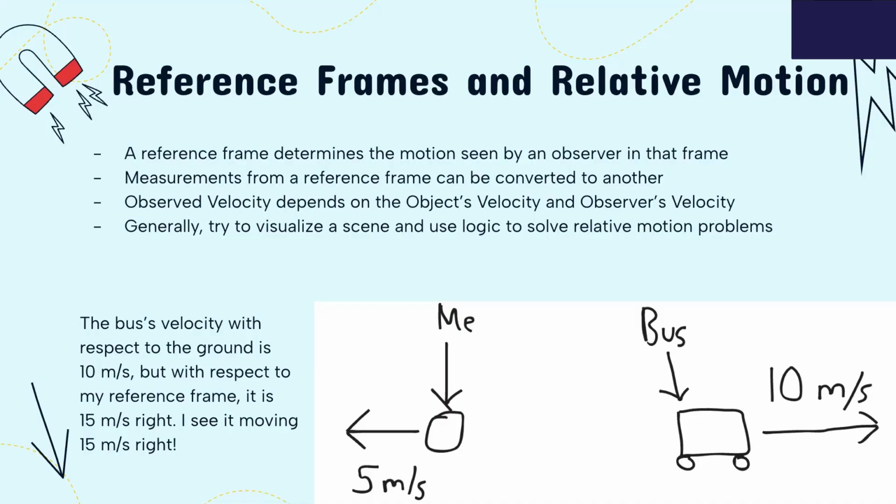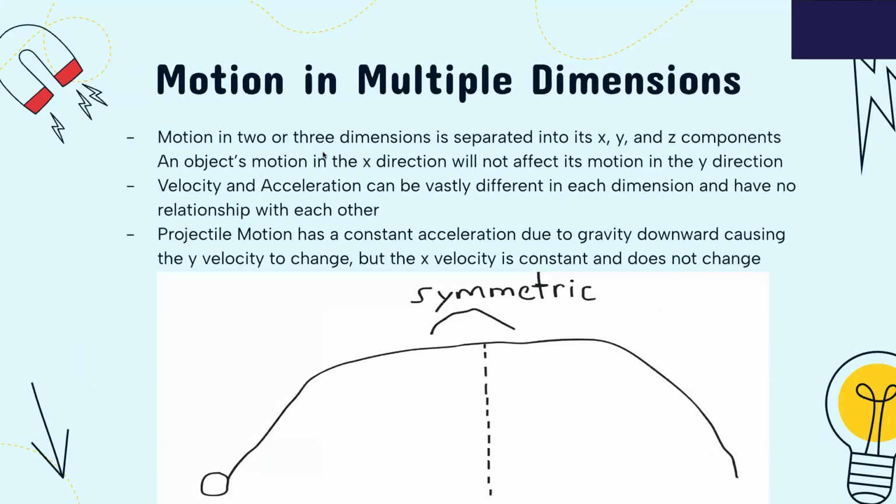Me with respect to the ground is 5 meters per second. And since I'm moving the opposite way as the bus, it seems to be going faster from my reference frame. So the bus is actually moving 15 meters per second to the right in my reference frame, because I'm moving 5 meters per second to the left and our distance is increasing. Okay. And motion can also be in different dimensions, not only one.